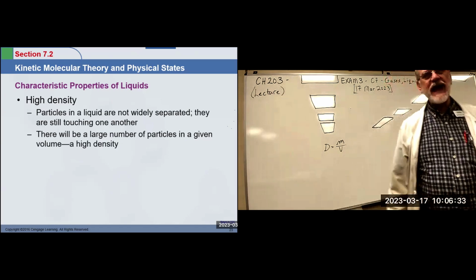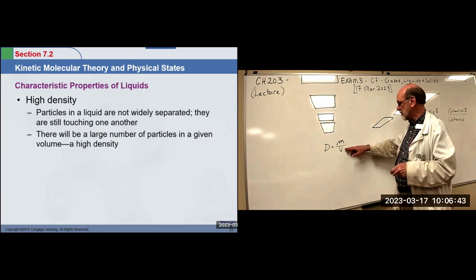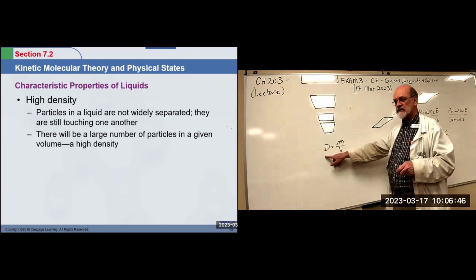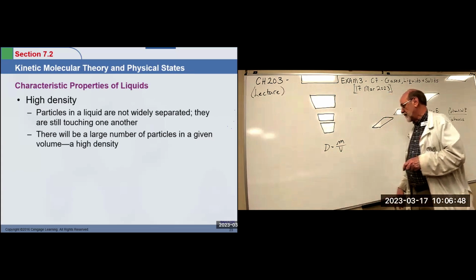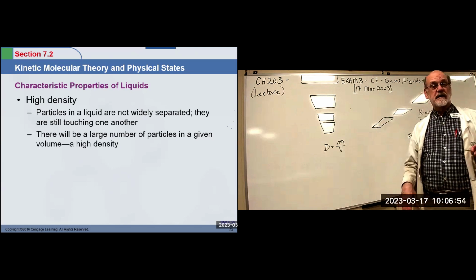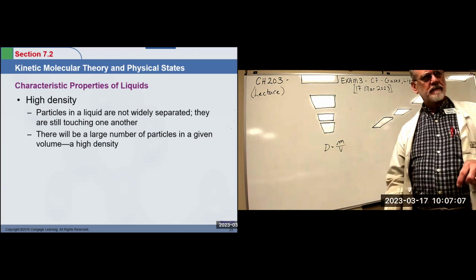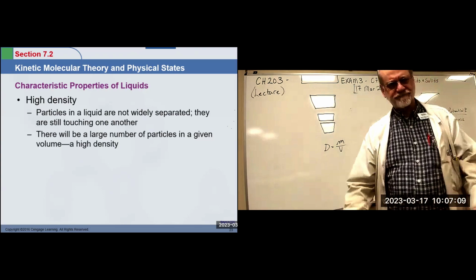They still have a relatively high density. As compared to solids, the density is maybe a little bit less, right? So we've increased the volume some, which decreases the density, but not much. Their densities are very close to one another. And for some solids, the solid is less dense than the liquid. That's kind of rare. It happens with water because of the way water forms a crystal structure. I've drawn that for you before, haven't I? Okay.